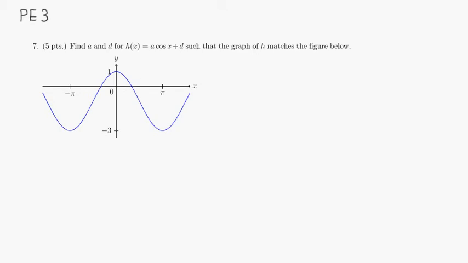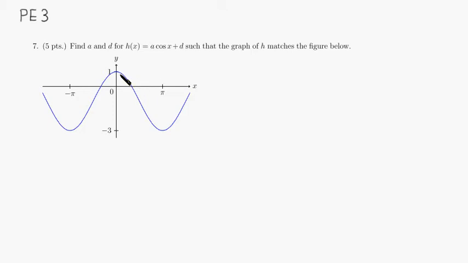Okay, let's look at practice exam 3, problem number 7. We want to find the values of a and d such that this function h of x equals a cosine of x plus d is going to look like this given graph. So let's do that. Based on the cosine function, let's sketch in the cosine function here. So the cosine function is going to look like this.